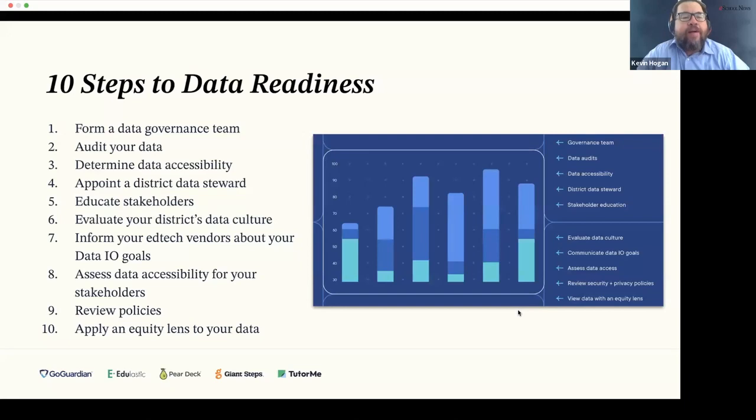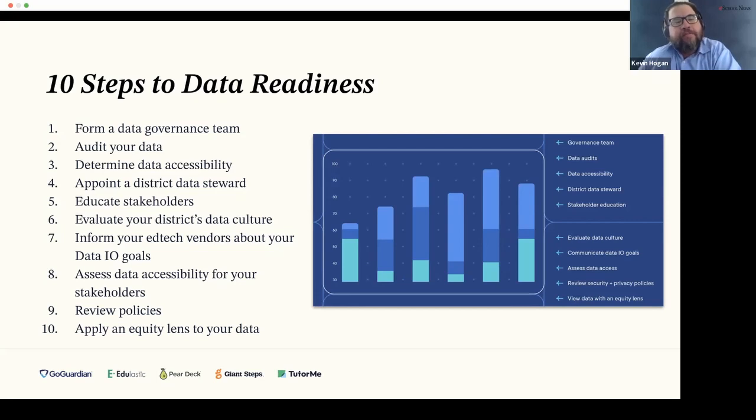Now, this next step, appoint a district data steward. I'm going to assume that anyone who's an audience member right now might be appointing themselves that district data steward title if they're here on an August afternoon talking about data governance, right? But give us a little bit more of a description of who that steward should be and what their responsibilities are.